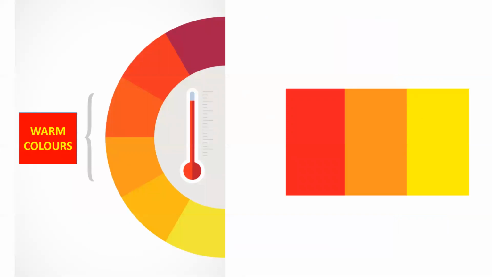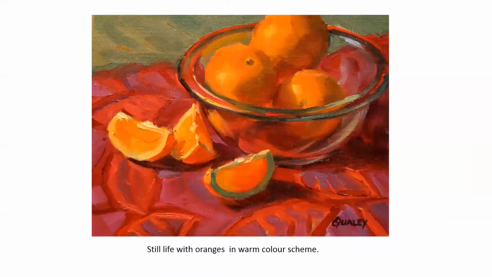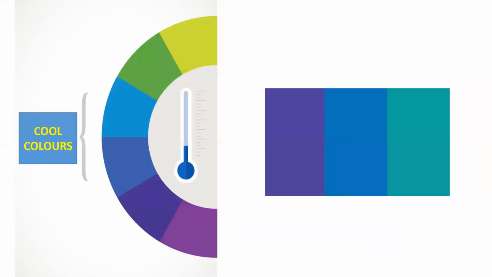Let us see now warm color scheme. Warm colors are usually associated with warm things. For example, red, yellow, orange. Observe in this design the use of warm colors. This is an example of a still life with oranges in warm color scheme.